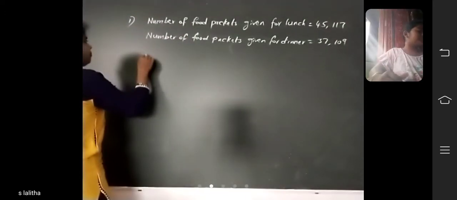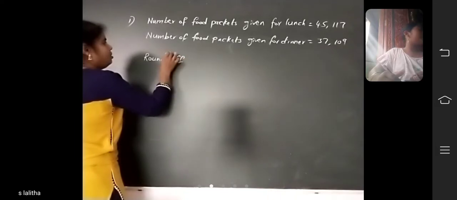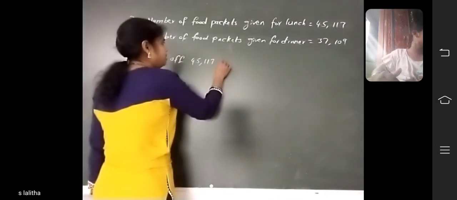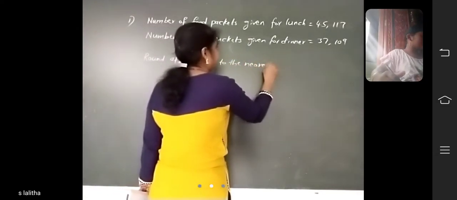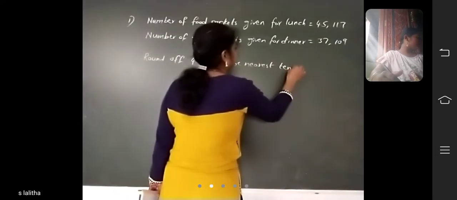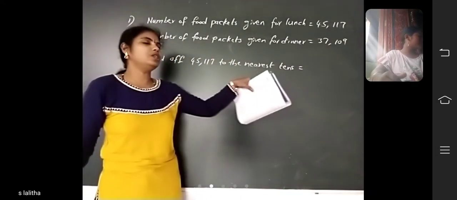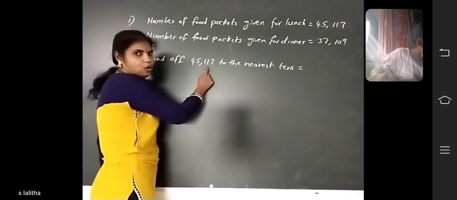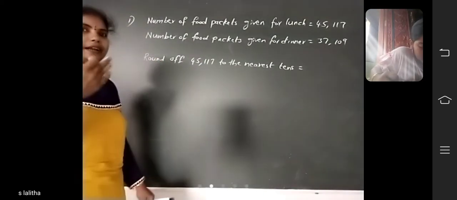So round off 45,117 to the nearest tenth. Round off 45,117 to the nearest tenth. So 10 plus, what is the number? 1. What is the right side of the number? 7. So 7 is greater than 5.